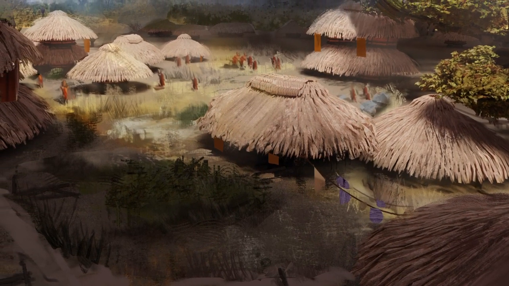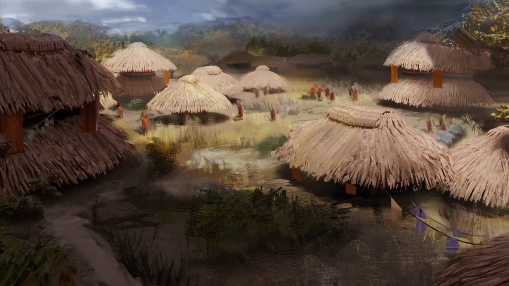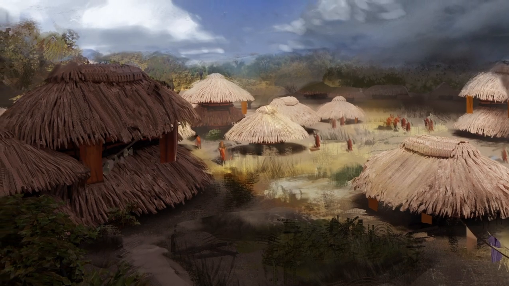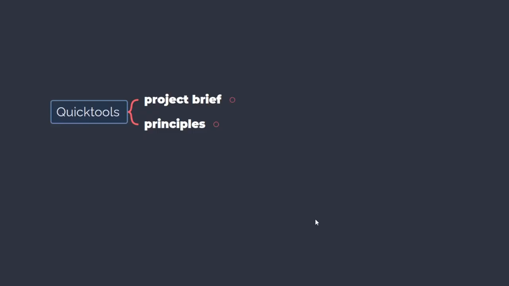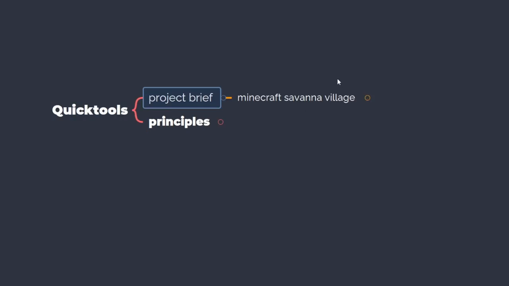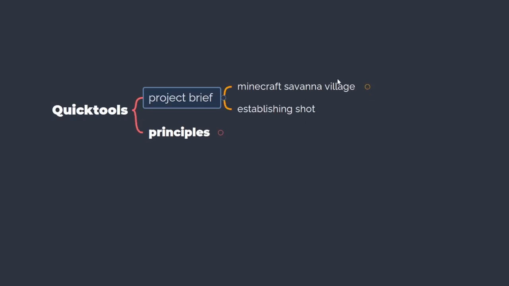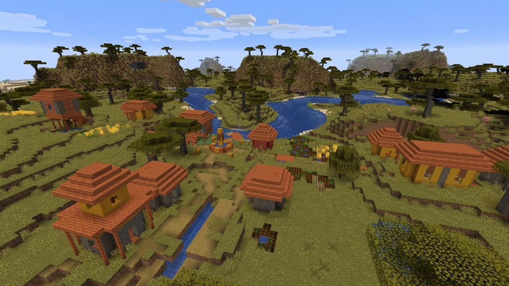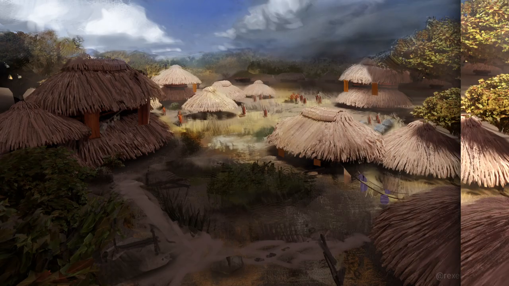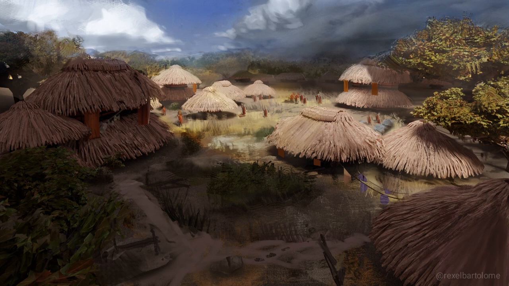I'll be walking you through how I made this painting using the QuickTools add-ons in Blender. We'll start out with a project brief, which is basically a Minecraft savanna village, and it's an establishing shot with a realistic and grounded style. So we're taking something that's really blocky into something realistic and kind of like something that runs in Unreal Engine 4 or live action film or something like that.